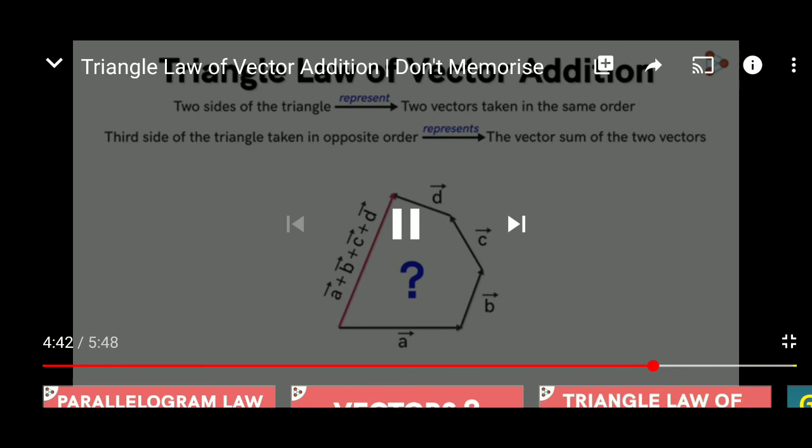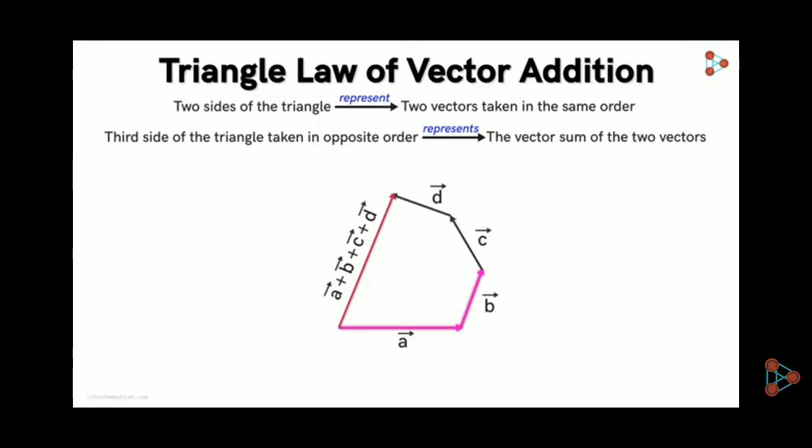So, suppose first we add these two vectors A and B, then we will get this vector E. Then we add this vector E with the third vector C to get this vector F. Now finally adding this vector F with the fourth one D will give us this vector R.